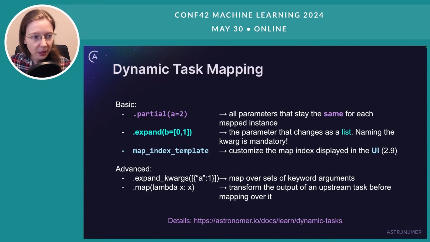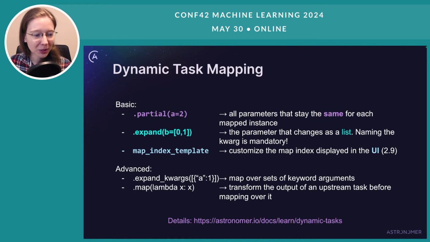If you're already familiar with dynamic task mapping or a more advanced Airflow user, you will probably be interested to learn about the more advanced methods. There's .expand_kwargs. This allows you to map over sets of keyword arguments. I highly recommend looking into that because it also opens up a lot of use cases.